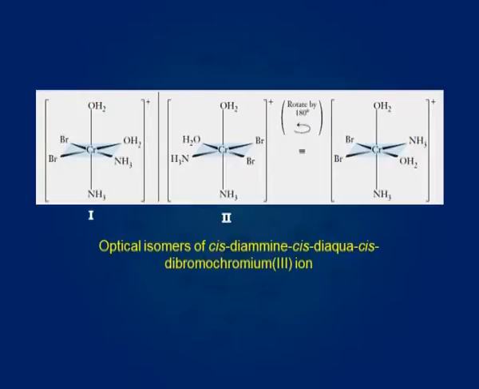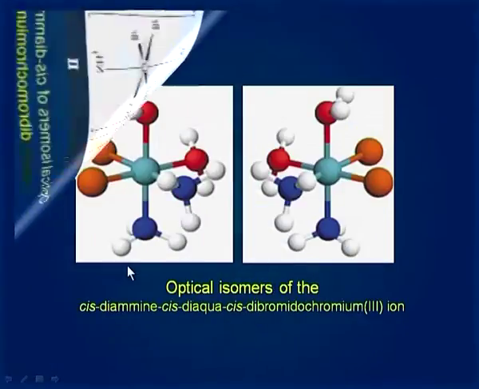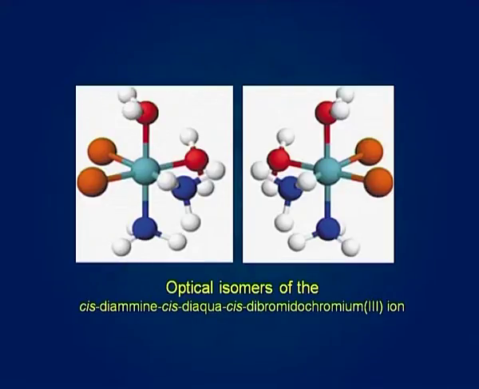No rotation of the second image makes it identical to the first image. Thus, these 2 arrangements are non-superimposable mirror images of each other. Stereo images of these 2 complexes appear in this figure. Here also you can see that these two images are non-superimposable to each other. Therefore, it can be said that cis-diammine, cis-diaqua, cis-dibromido chromium(III) ion has optically active isomers.